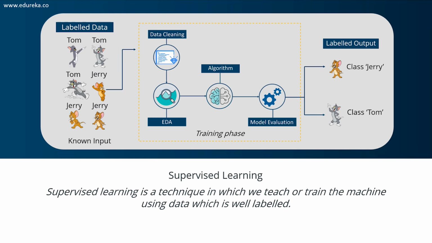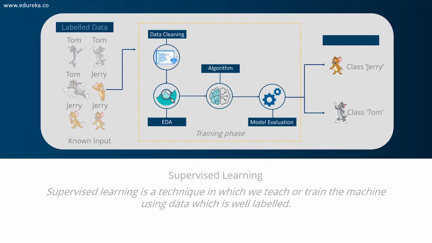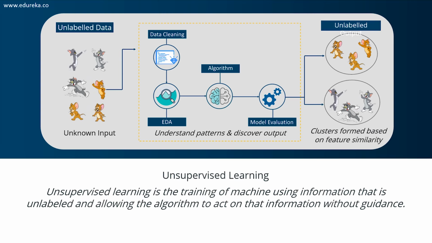Now let's understand what is unsupervised learning. Unsupervised learning involves training by using unlabeled data and allowing the model to act on that information without any guidance. So think of unsupervised learning as a smart kid that learns without any guidance. In this type of machine learning, the model is not fed with any labeled data. As in, the model has no clue that this image is Tom and this image is Jerry. It figures out patterns and the differences between Tom and Jerry on its own by taking in tons of data.